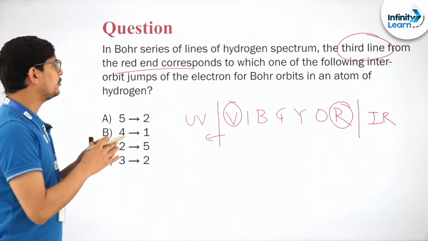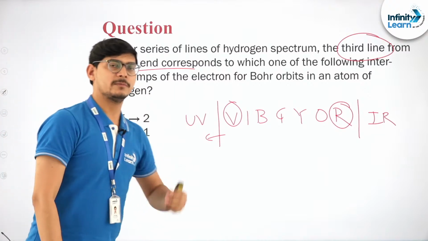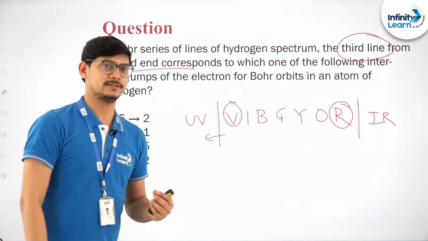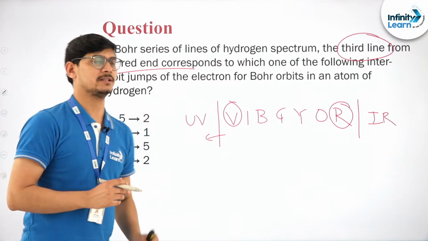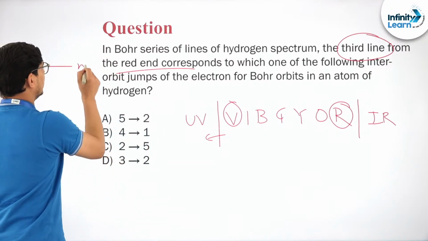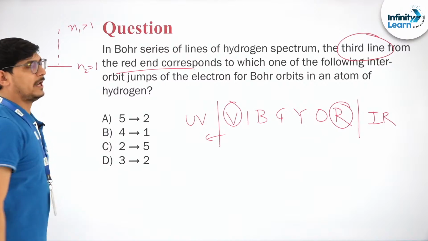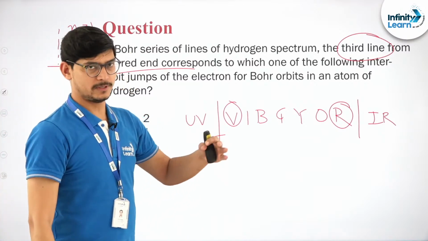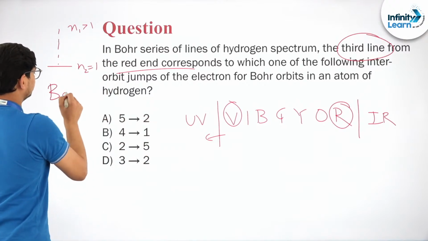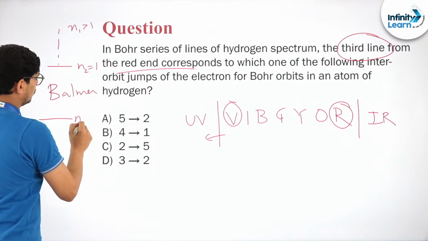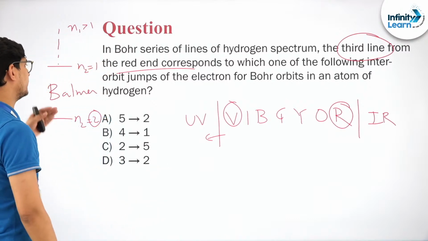Is that clear? Now if you have read hydrogen atom spectrum, then you should know about all the series: Lyman series, Balmer series, Paschen series, Brackett series, Pfund series, Humphreys series, right? And you should know the value of n final for every series. For instance, for Lyman series, electron drops to n is equal to 1 starting from any orbit. For Balmer series, electron drops to second orbit. It can begin from anywhere.